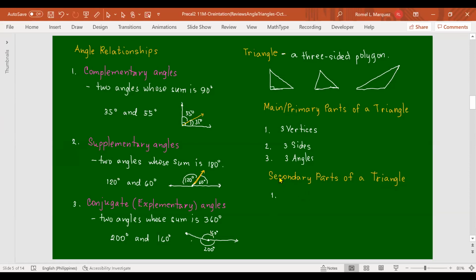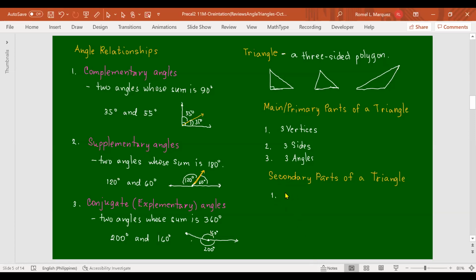The mic, I think, it has a technical problem. The secondary parts of a triangle. What's the name of your classmate you called, Mark? Angle bisector po. Jessica. Yes?